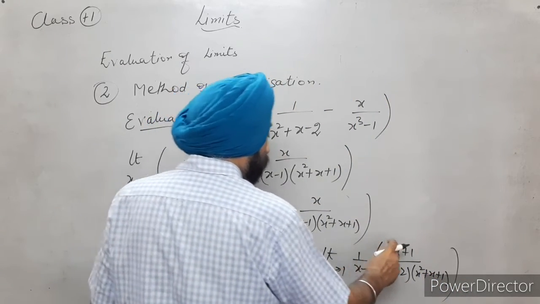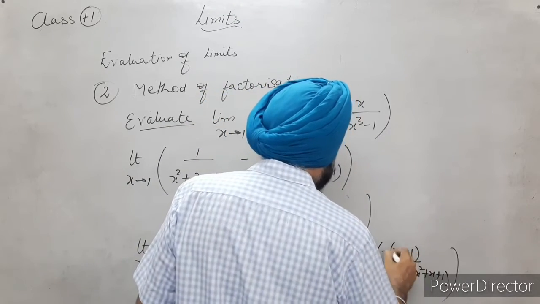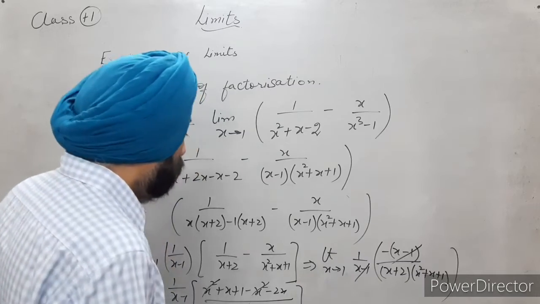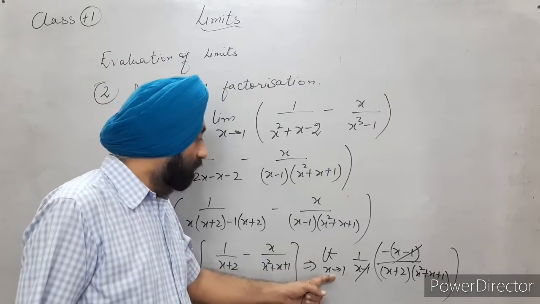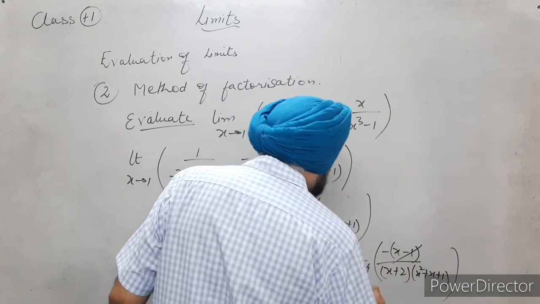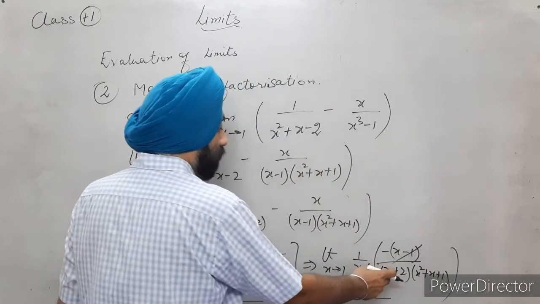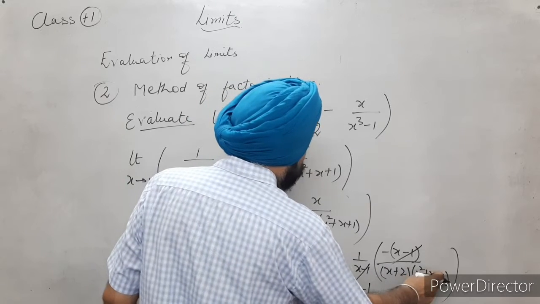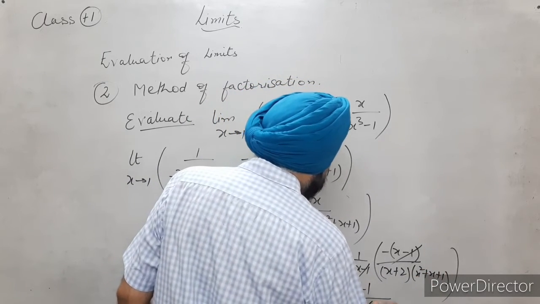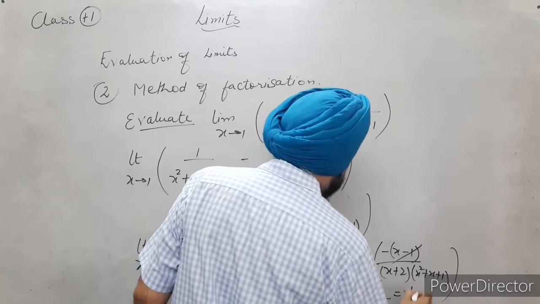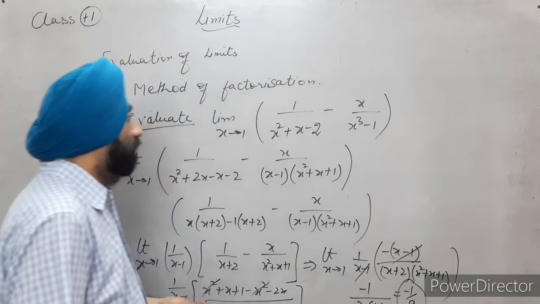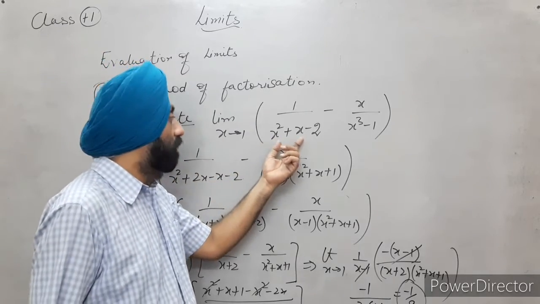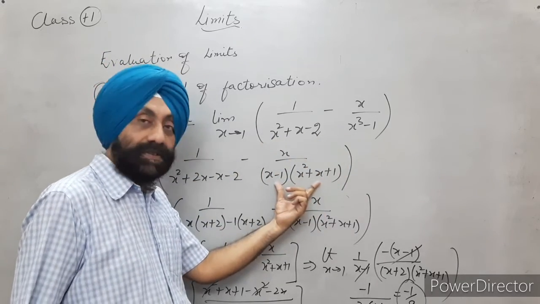Now I can take a negative sign common out of here. This (x minus 1) and this (x minus 1) go. Now I can fill the value of x directly. I get the answer as minus 1 upon (1 plus 2), that is 3, times (1 plus 1 plus 1), that is 3. The answer is minus 1 upon 9. This is the way we do the factorization.